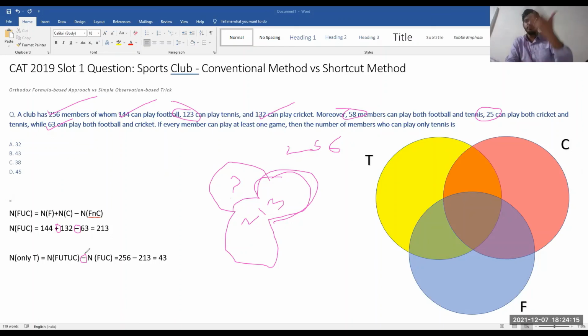So this is again not a shortcut method. This is just a witty observation, not very witty either. It's very obvious, but that has to click in your mind. It has to strike in your mind. And if you're conceptual, it sure will. So see how short and easy a question becomes once you start observing.